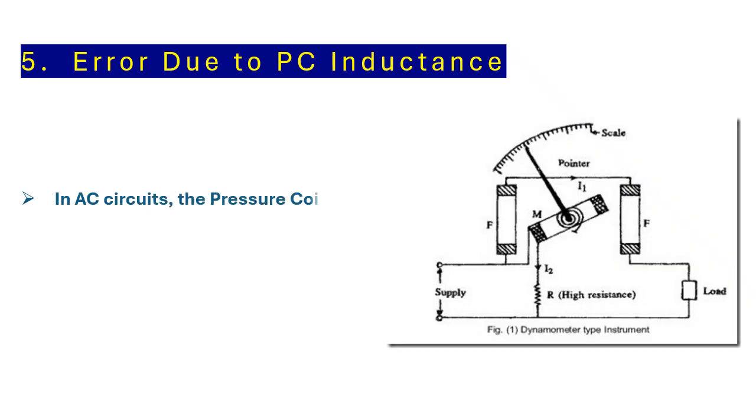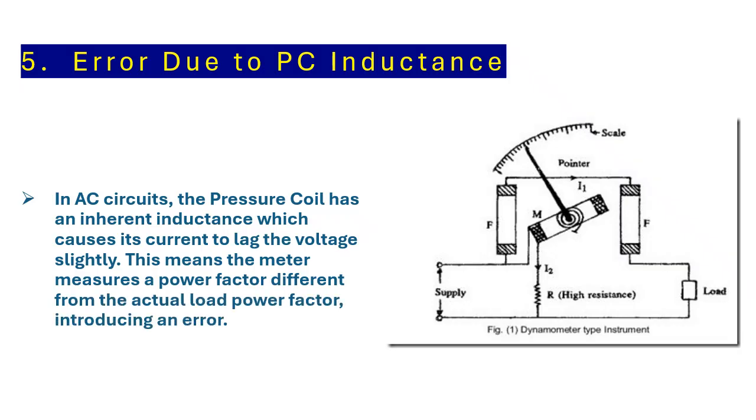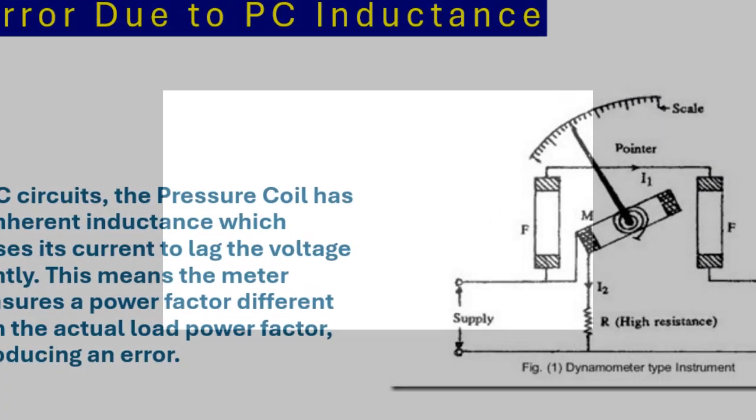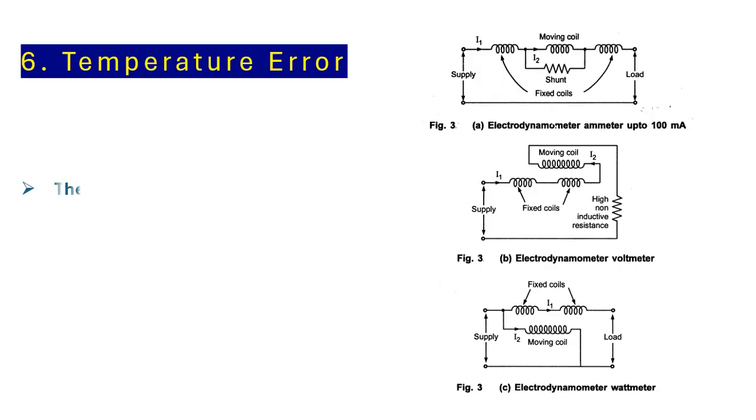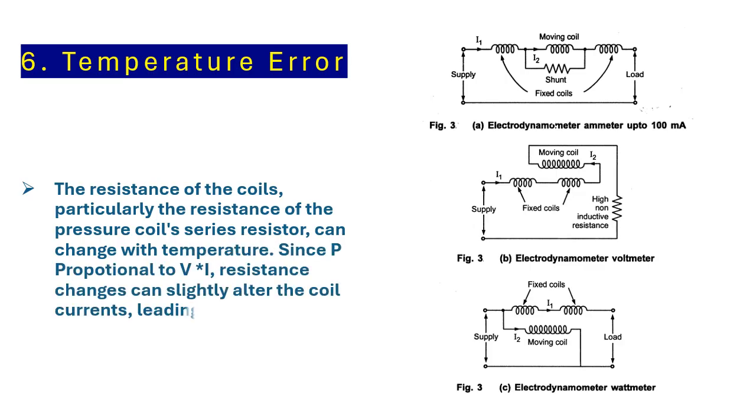5. Error due to PC inductance. In AC circuits, the pressure coil has an inherent inductance which causes its current to lag the voltage slightly. This means the meter measures a power factor different from the actual load power factor, introducing an error. 6. Temperature error. The resistance of the coils, particularly the resistance of the pressure coil's series resistor, can change with temperature. Since P is proportional to V times I, resistance changes can slightly alter the coil currents, leading to measurement drift.